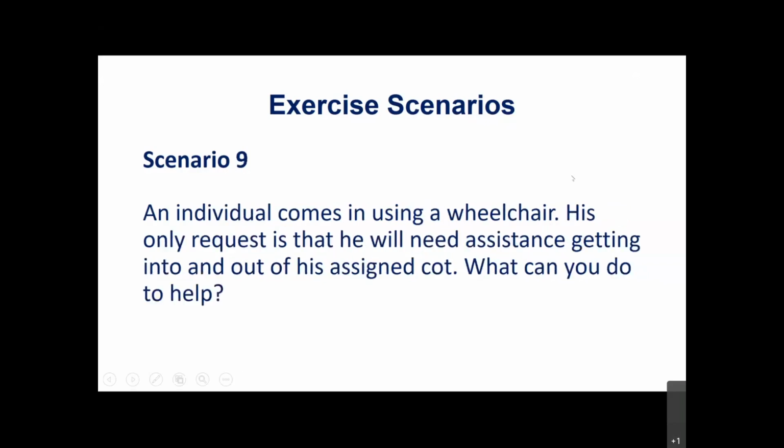All right. Scenario 9. An individual comes in using a wheelchair. His only request is that he will need assistance getting into and out of his assigned cot. What can you do to help?